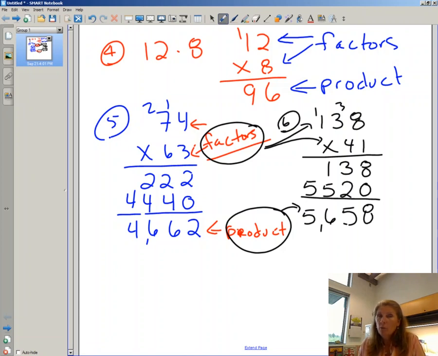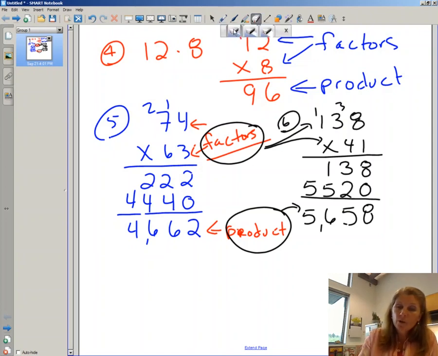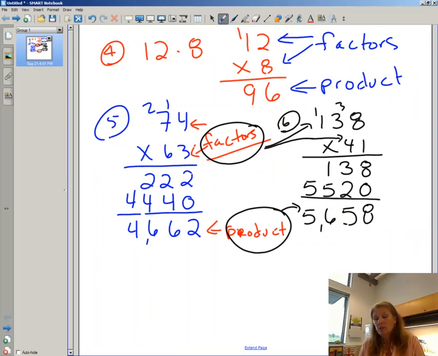It looks like I'm pointing to the X. The X is the operator. That's the multiplication symbol. I actually meant to point to the 41 there, in case anybody comes in and says, oh, she's confusing me. It looks like that. The 41 is your factor, and the 138 is your factor, and the product is down there, the answer.